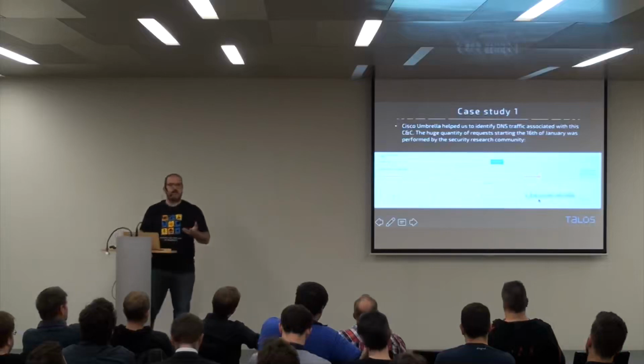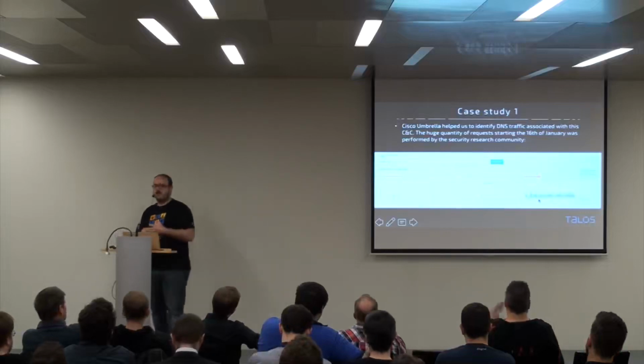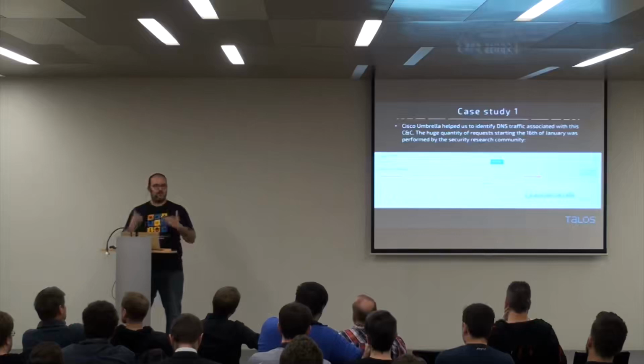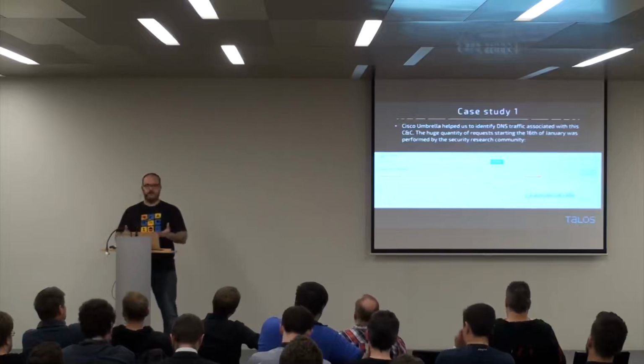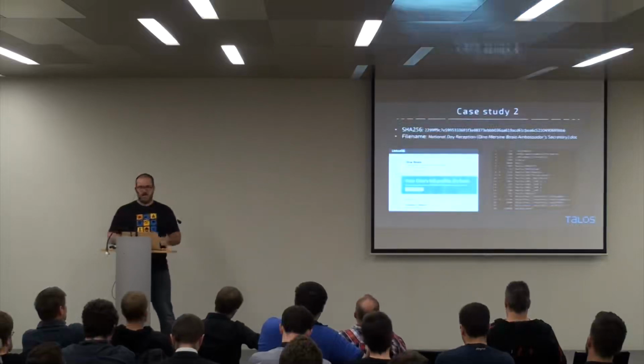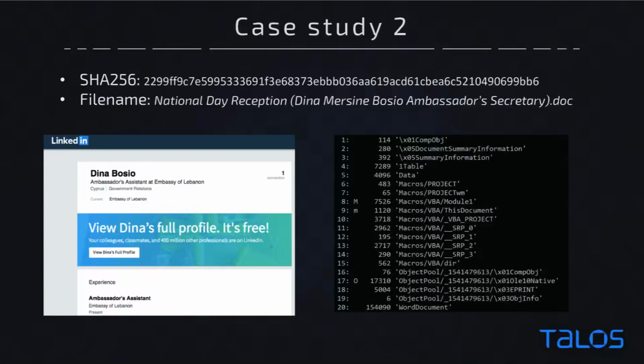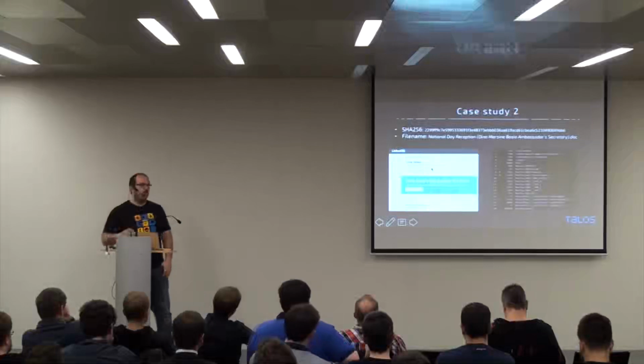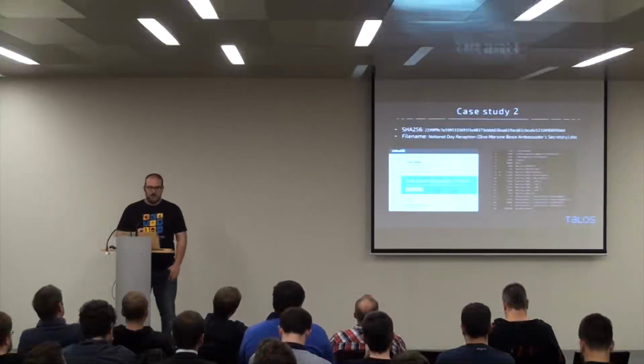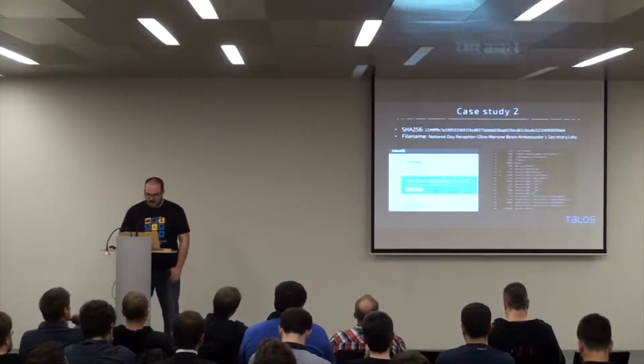So it was the first case I analyzed where I was struck by the fact that the attackers clearly make an effort to check if the target is the good one. I worked on the second one. The file name was National Day Reception, Dina Mesrin Bossio, Ambassador Secretary. I found the LinkedIn profile of this person. I don't know if it's a real one or if it's a fake profile to look legit. I have no idea.